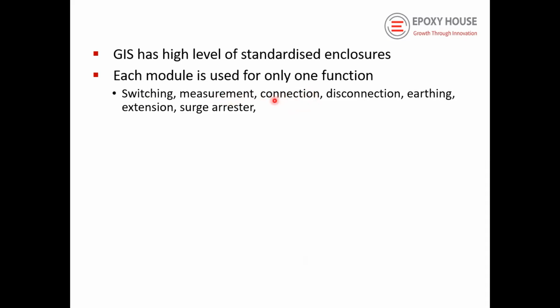Connections are made between one compartment and another, feeder connections and overhead line connections. Then wherever you are stopping the connection, there is disconnection, earthing, extension, and surge arrestor. These are all particular, different functions, and different blocks are used for them, like a Lego block, as I said.